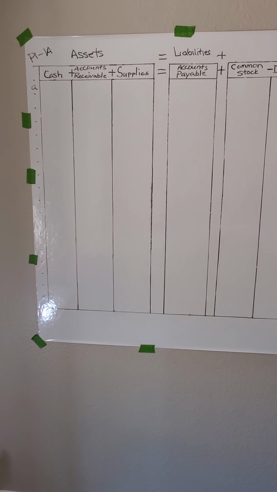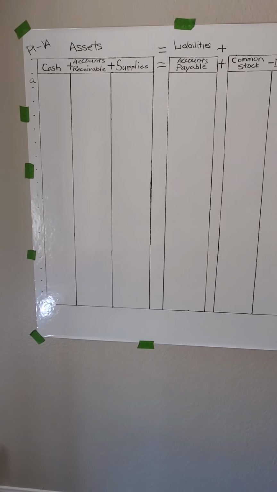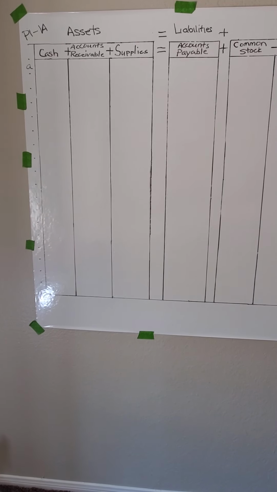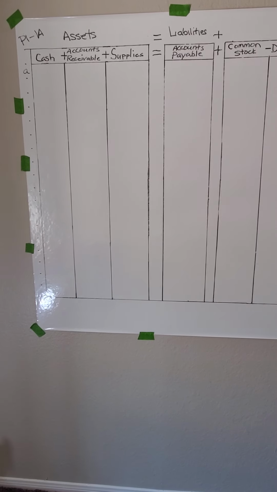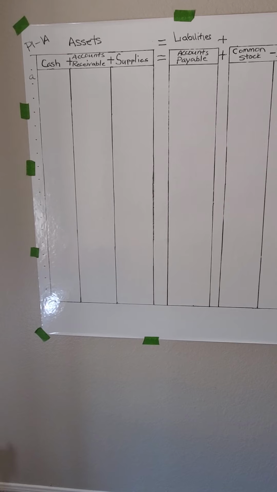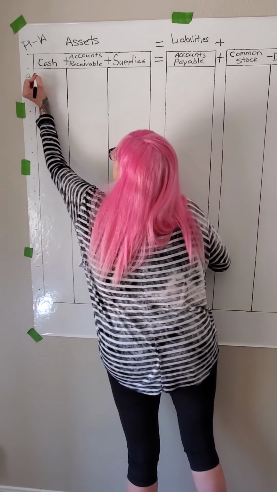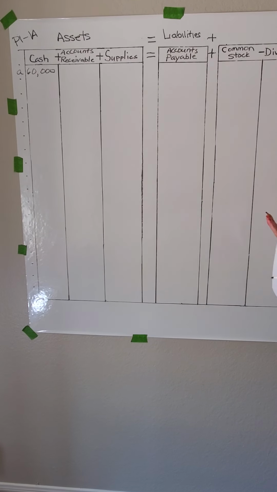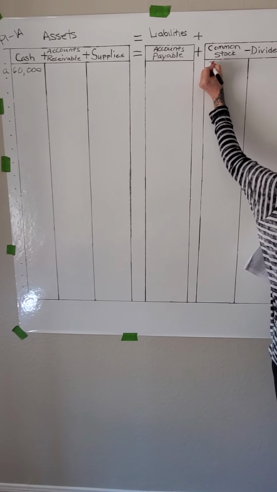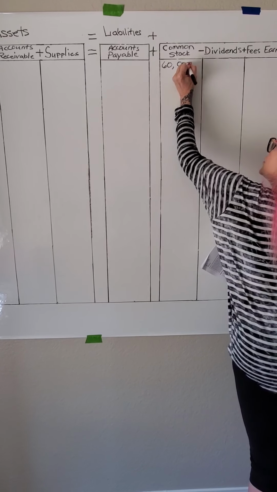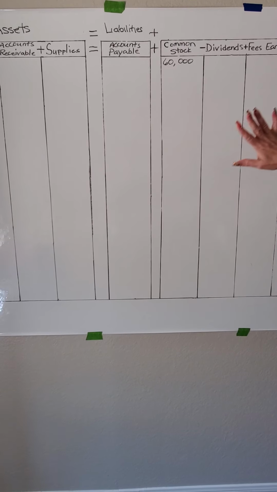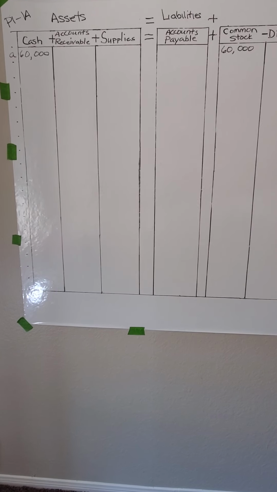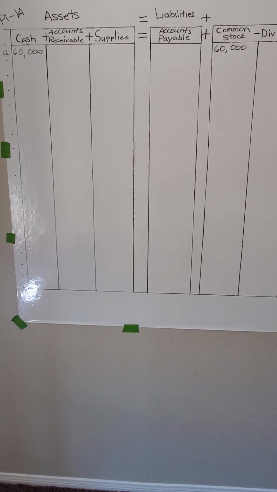They tell us that the company opened a business bank account with a deposit of $60,000 in exchange for common stock. So to open that account, Morgan Jones needed to take $60,000 in cash. We're going to increase our cash account because that's what our company received. And in exchange for that $60,000, the company gave up $60,000 in common stock. So you can see assets equal liabilities plus owner's equity. We've got cash of $60,000 and common stock of $60,000. So that's how this is going to work.